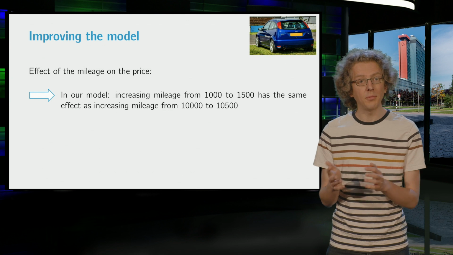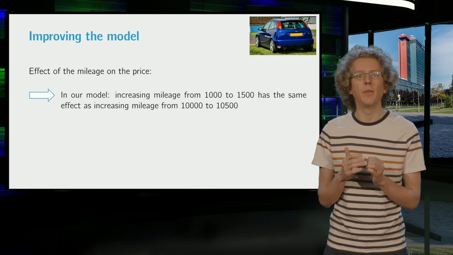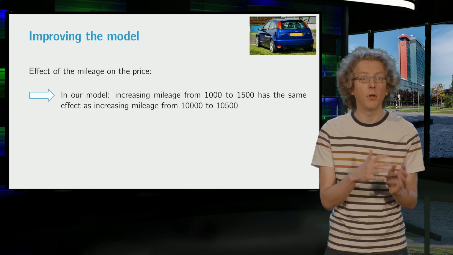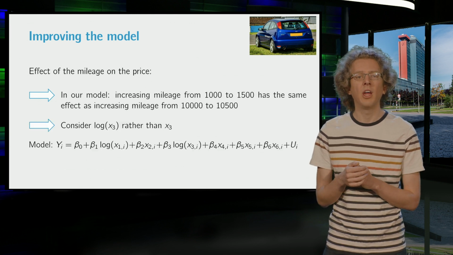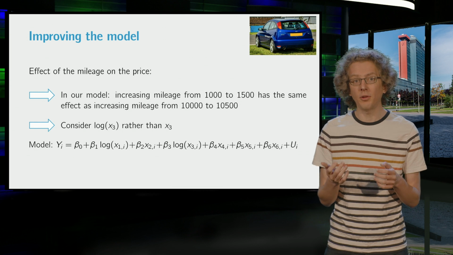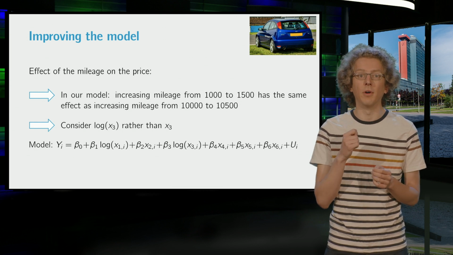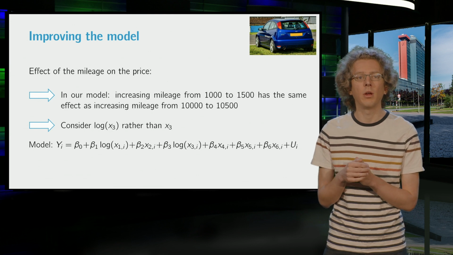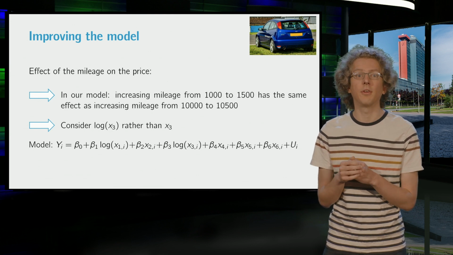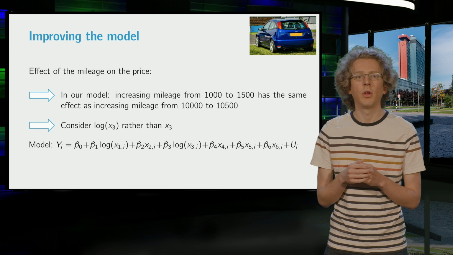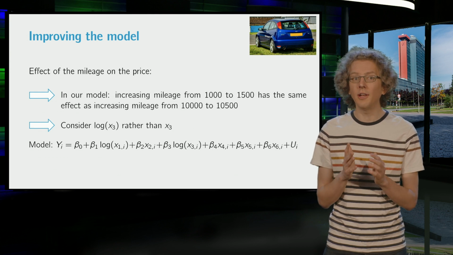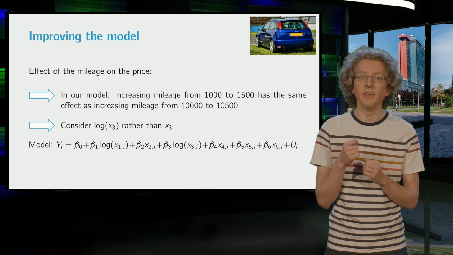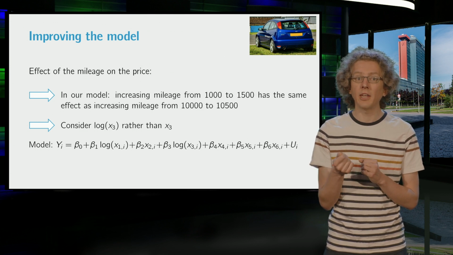The function that captures this behavior is a logarithm, since the logarithm of 2x is the same as log 2 plus log x. So maybe a better model is obtained by including the logarithm of the mileage x3 rather than x3 itself. And similarly for the age of the car, x1. By the way, this is still called a linear regression model, despite the logarithmic functions in it. The linearity refers to the way the beta parameters appear.